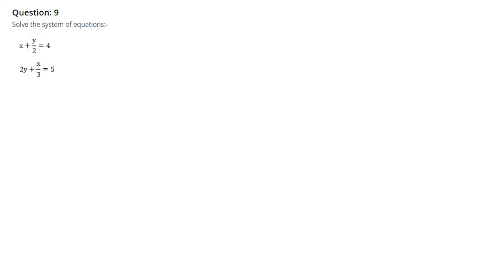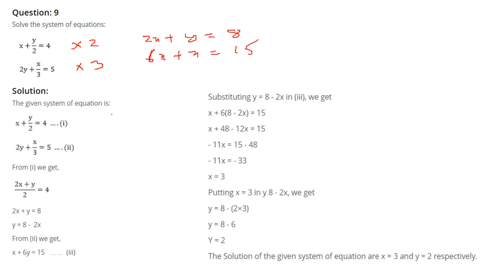Now solve the system of equations: x plus y by 2 equal to 4, 2y plus x by 3 equal to 5. Let's get rid of the denominator. Multiply the whole first equation by 2, and the second by 3. So you get 2x plus y, since y by 2 into 2 is y, equal to 4 times 2, which is 8. Then 3 times 2 is 6y, plus x, where the 3 cancels, equal to 5 times 3 is 15. So these are the two equations we get.